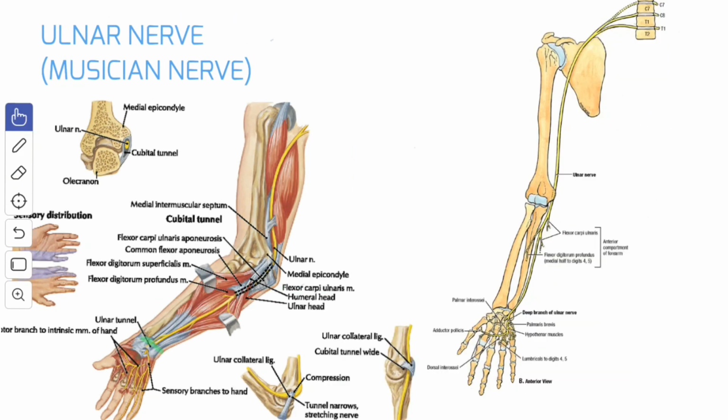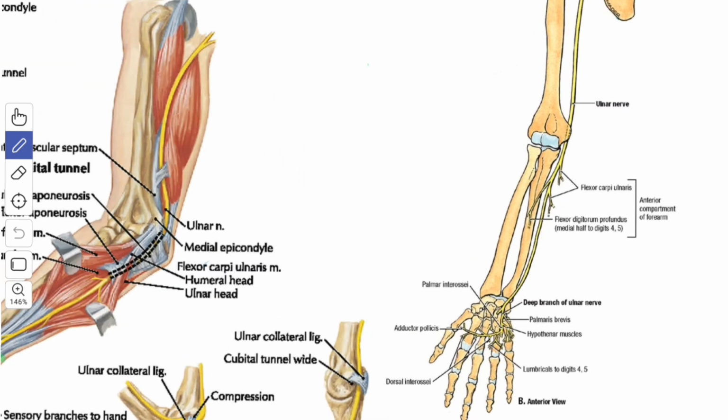So after its course in the forearm, the ulnar nerve enters into the hand by entering into the ulnar tunnel, also known as Guyon's canal. Okay, so here we have the ulnar tunnel. In the ulnar tunnel, the ulnar nerve is at the superficial end of the flexor retinaculum. Okay, and it enters into the hand by passing between pisiform and hook of hamate.